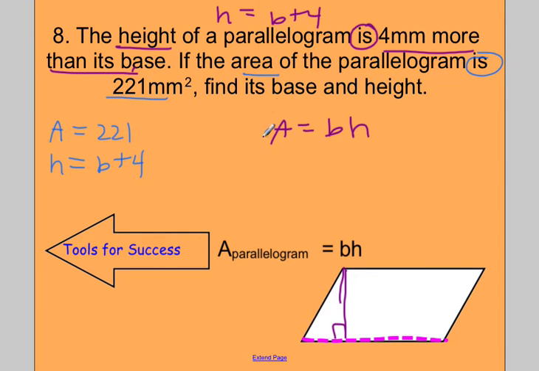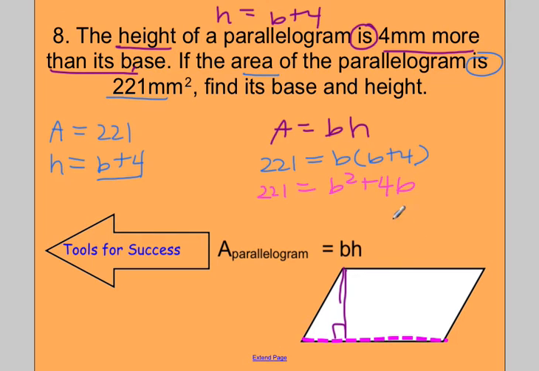So let's fill in what we know. We know the area is 221. My base is, I'm going to use b, times my height. What is the height? It's b plus 4. Then I go ahead, in order to solve this one, I'm going to have to distribute. So I have 221 is equal to b squared plus 4b.